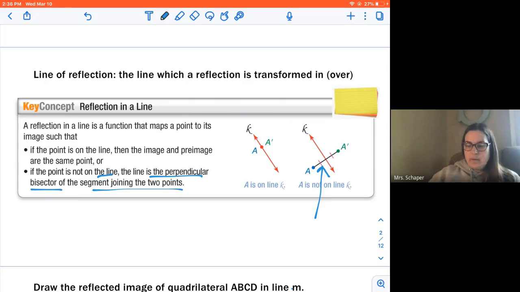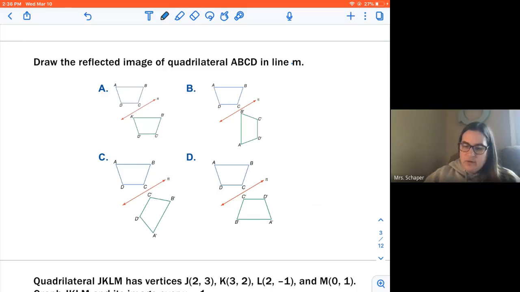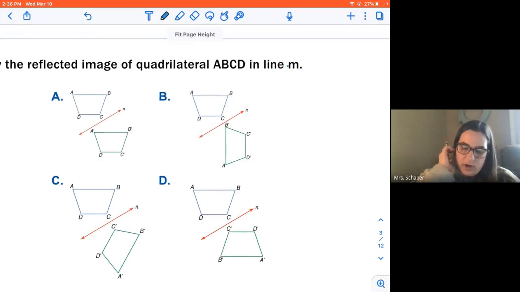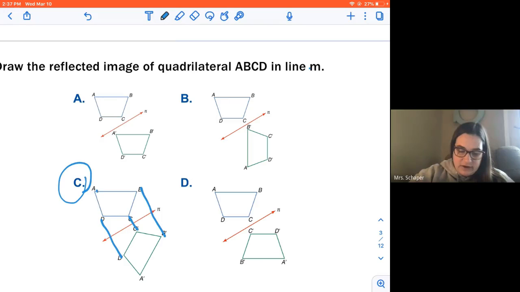All right. So when we're taking a look at these figures, draw the reflected image of the quadrilateral in line M. Okay, so basically what we have here is we want to figure out which one is a reflection, using line M, and the answer is going to be this one, all right? So when we have this line, see how your B's connect, your C's connect, your D's connect, and your A's connect? They connect at right angles.